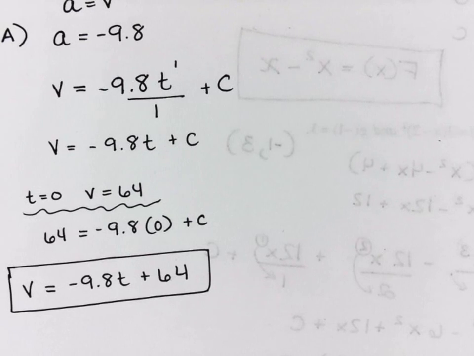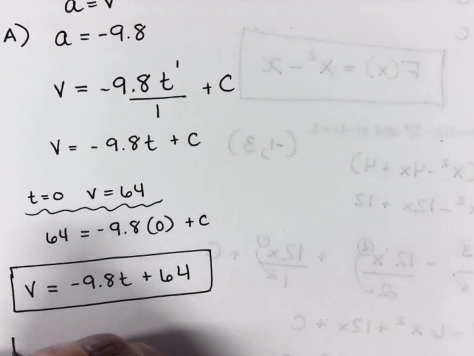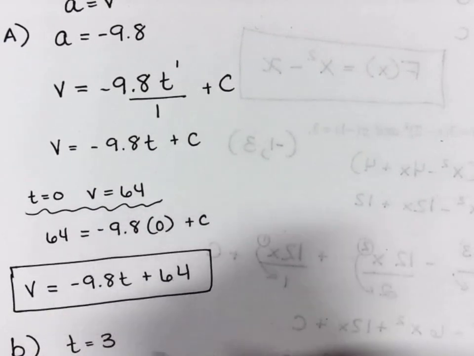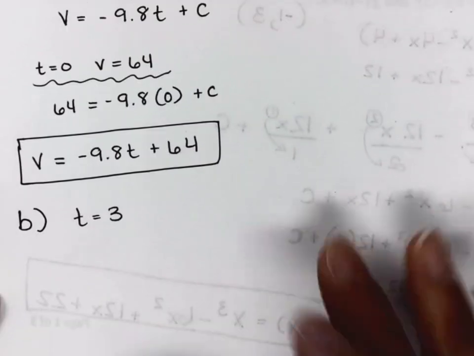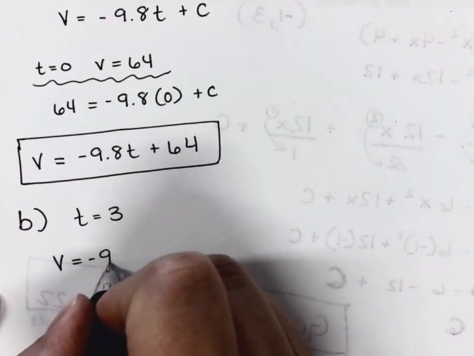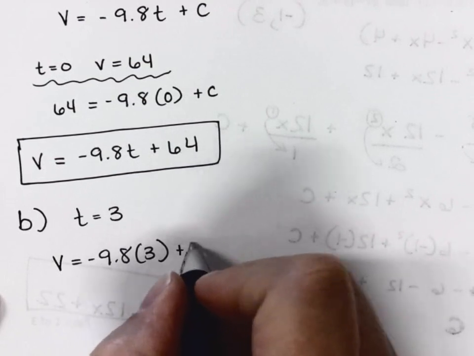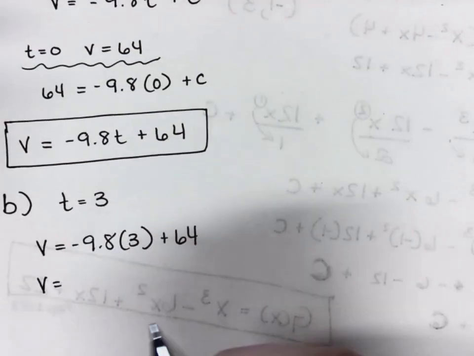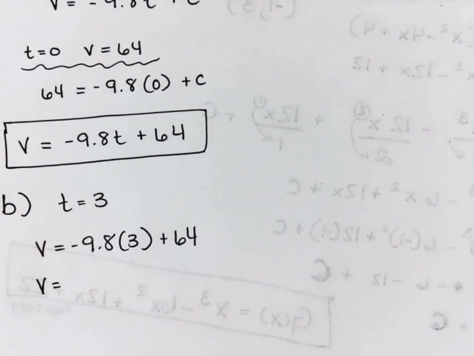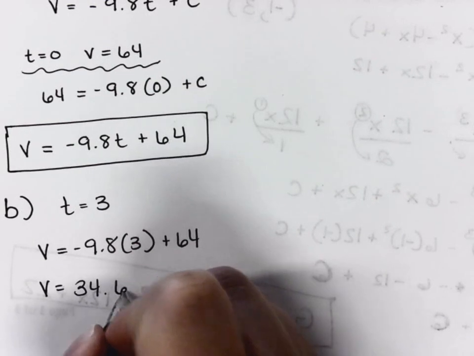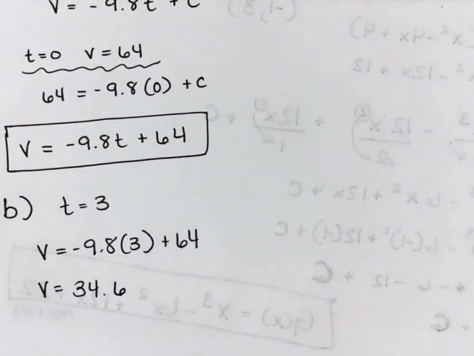Determine the velocity when t equals 3. That's a nice, easy plug and chug question, right? And it's asking about velocity, and we have an equation for velocity, so it's just nice and easy. So 34.6 what? Meters per second. Meters per second.